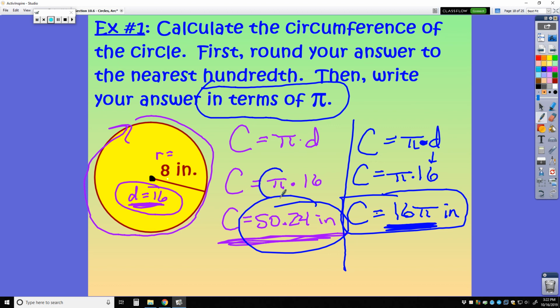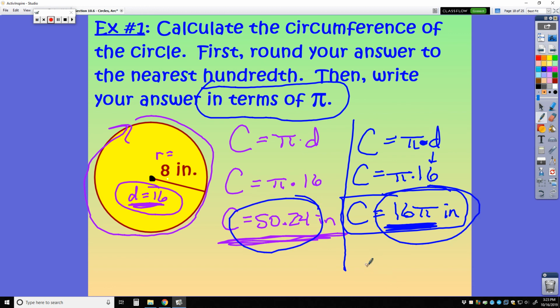So using 3.14 or the pi button in your calculator gives you an actual physical number that you could use. But if you don't use 3.14 or the pi button and just leave it as pi, that's the more mathematical way to write your answer. So 50.24 inches and 16 pi inches are equivalent answers. So we're going to be practicing more with the pi answer this chapter, okay? And it'll really make the calculations kind of easier in the end.